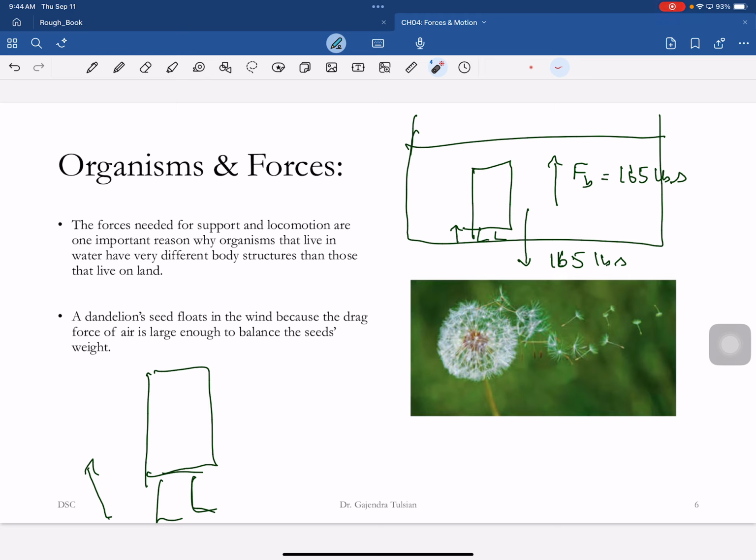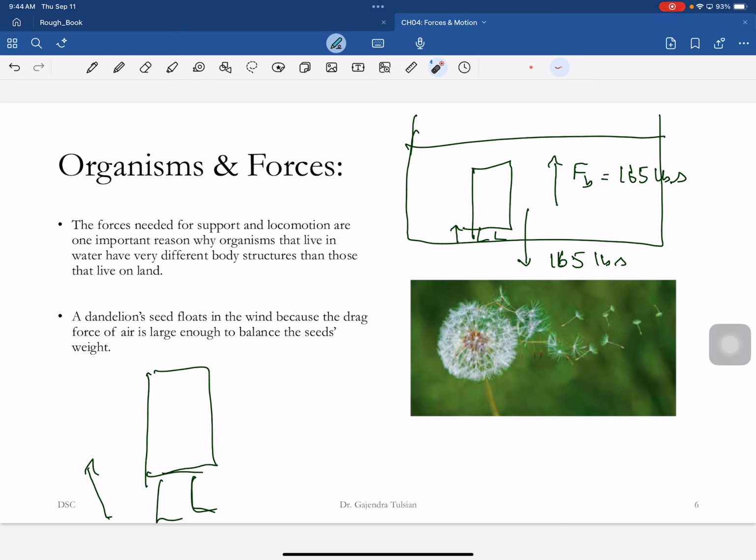Okay. So what happens if I drop this object? This falls straight down. Is there air resistance when this falls down? It's very negligible, and so it falls down straight. Okay. So the drag forces are almost negligible.